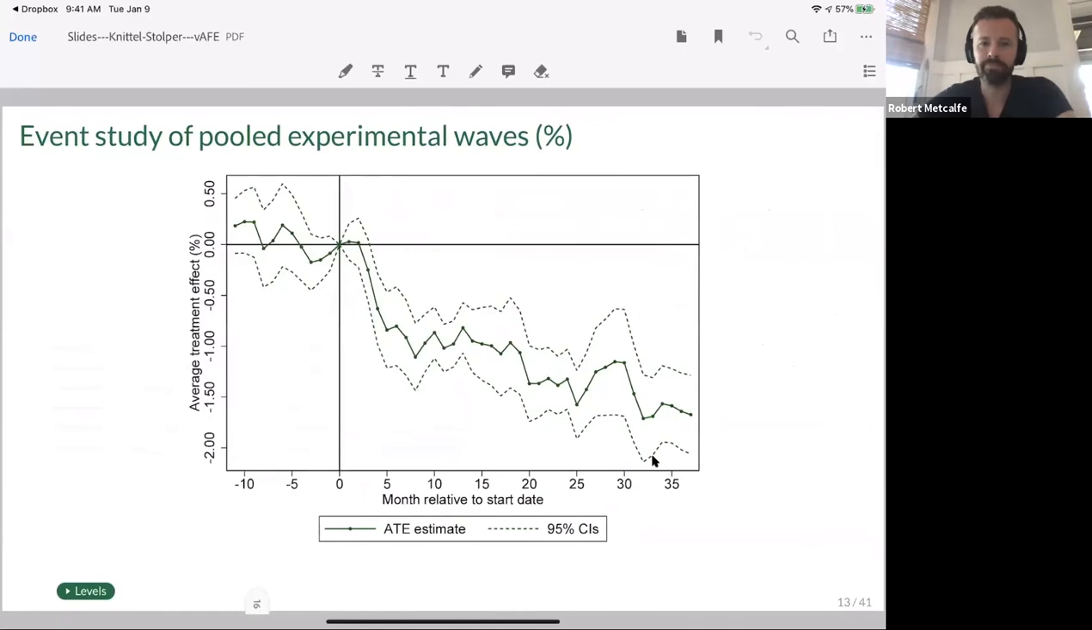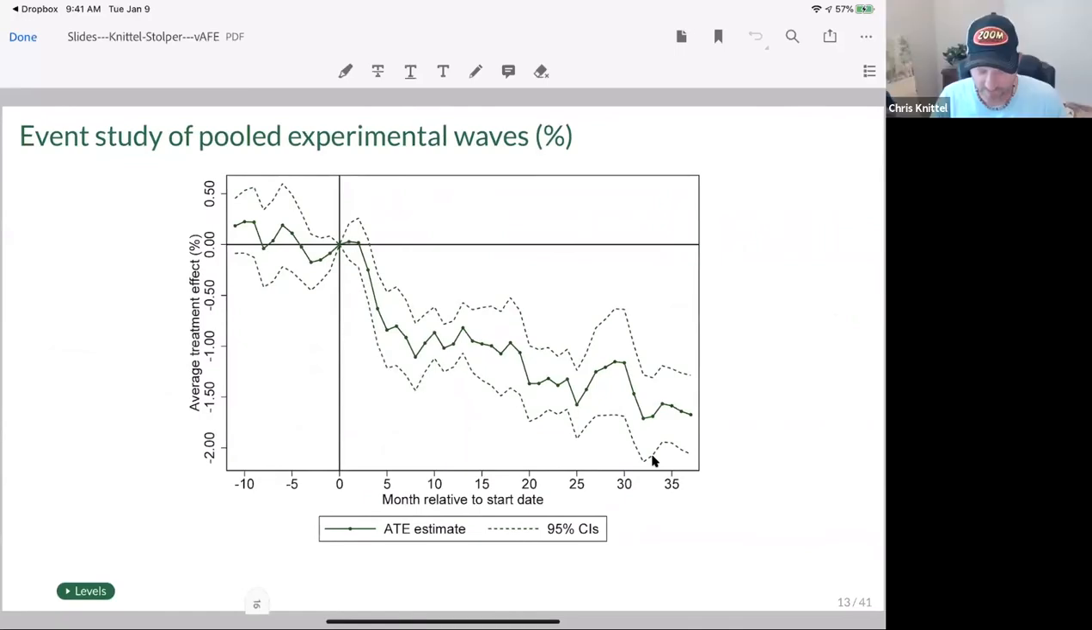Awesome. Okay, so here's what the event study looks like. You can see that treatment effects tend to grow over time. If I squint, I might say that they level off, although if I squint a different way, I might say that they seem to be still growing. But we stopped this at 36 months post treatment.